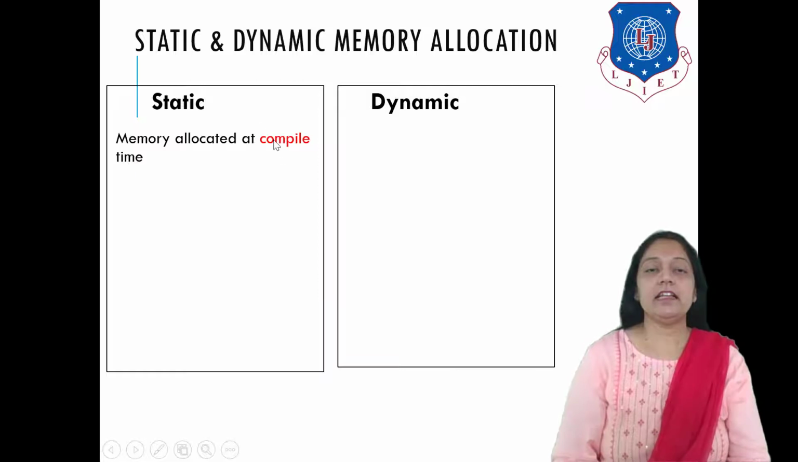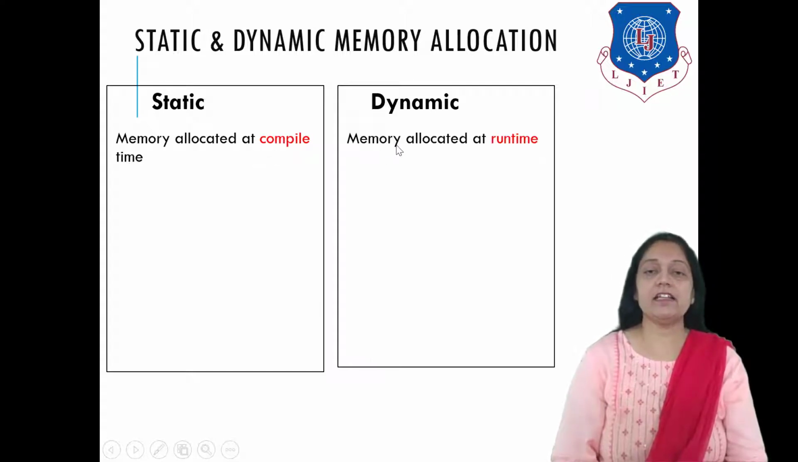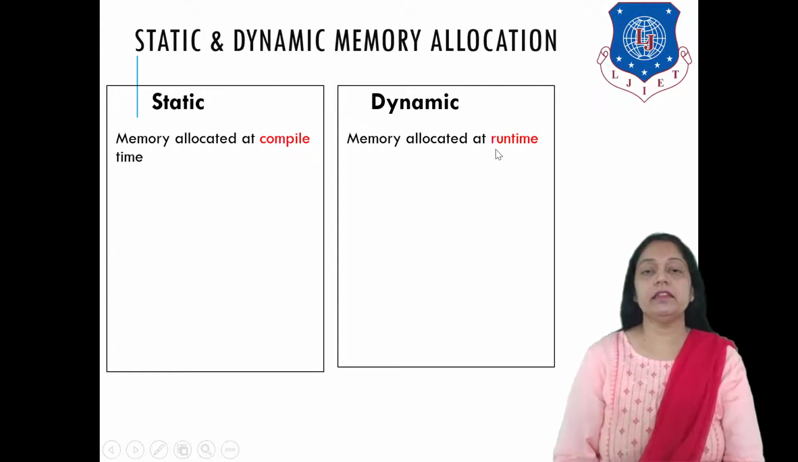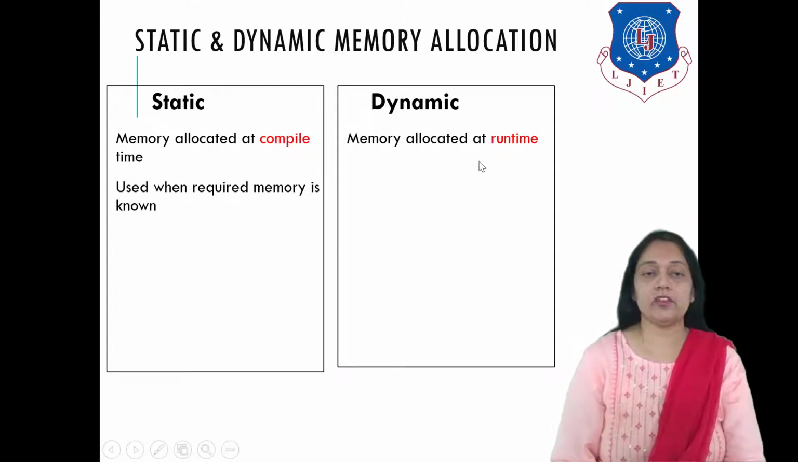Static memory allocation means that when we allocate memory during compile time, it is known as static memory allocation. That is, when we are compiling the program, at that time the memory gets allocated for a variable. While in the case of dynamic memory allocation, the memory is allocated at runtime. That is, the compilation process is already done and we are executing the program. At that time, when we allocate the memory, it is known as dynamic memory allocation.